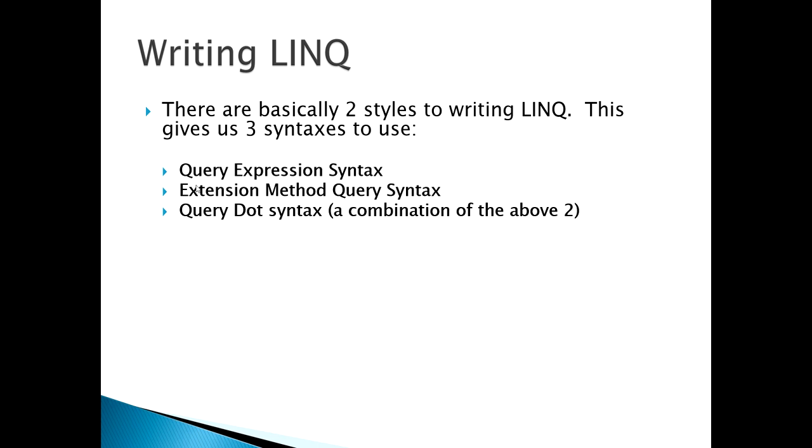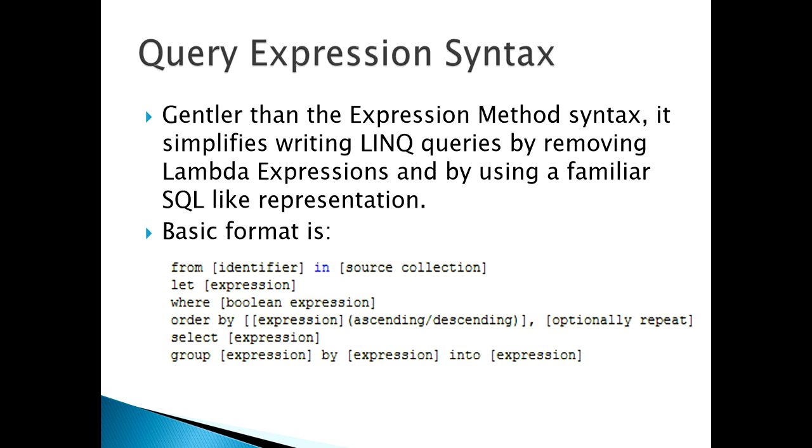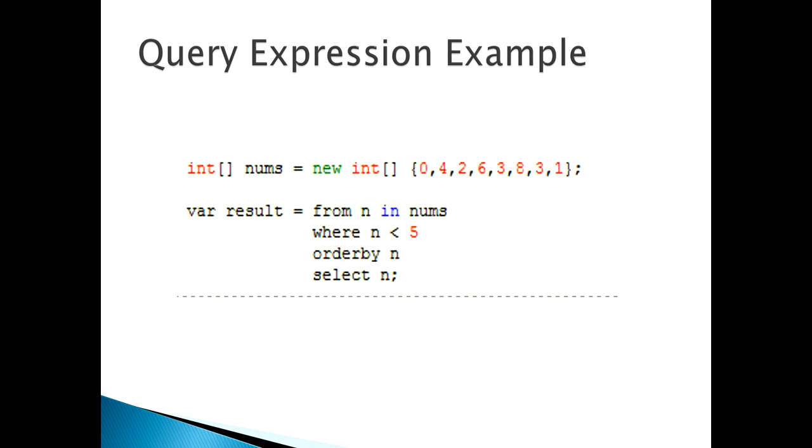But another way to make sure it's an IQueryable is to use query expression syntax. What does that look like again? Well, let's remind ourselves here. That's where we have from, optionally you can say let, where, order by, select, and then a group if you're going to do grouping. And just to give you a quick example, this is written in query expression: from n in nums, where n is such and such, order by, select n.